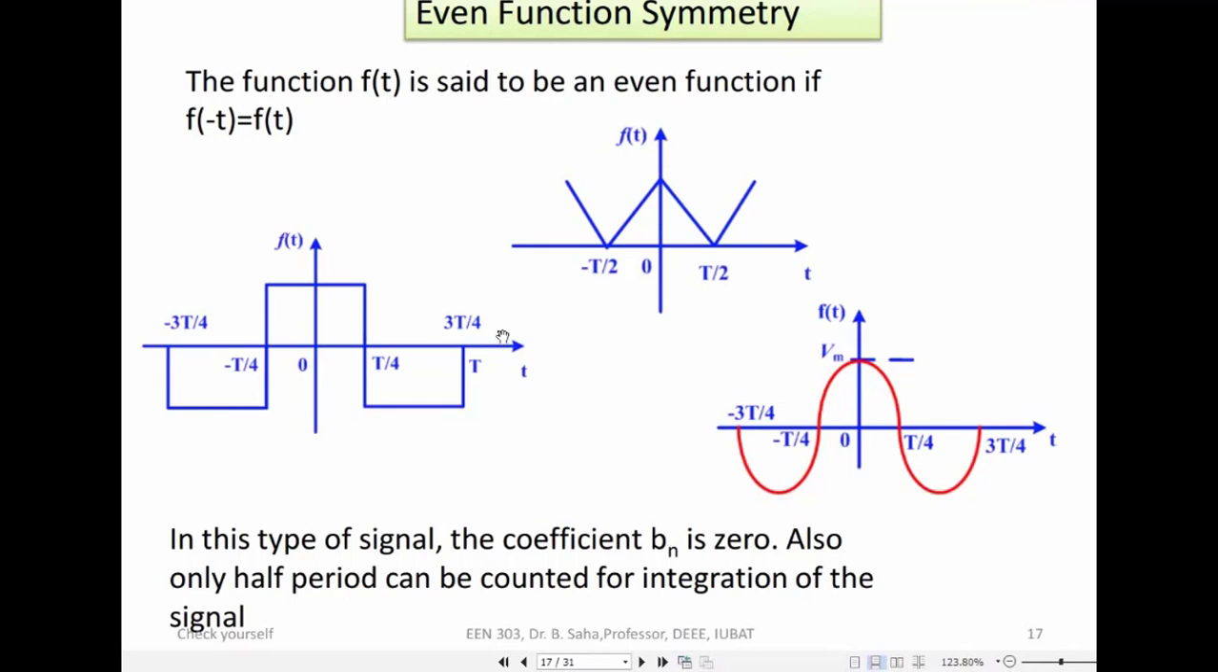Now we will see the definition of even function symmetry. Because until we understand how we can define even function symmetry, we cannot go forward. We have to stop on this point. Here the definition says, look at the definition: the function f of t is said to be an even function symmetry if f of minus t equals f of t.